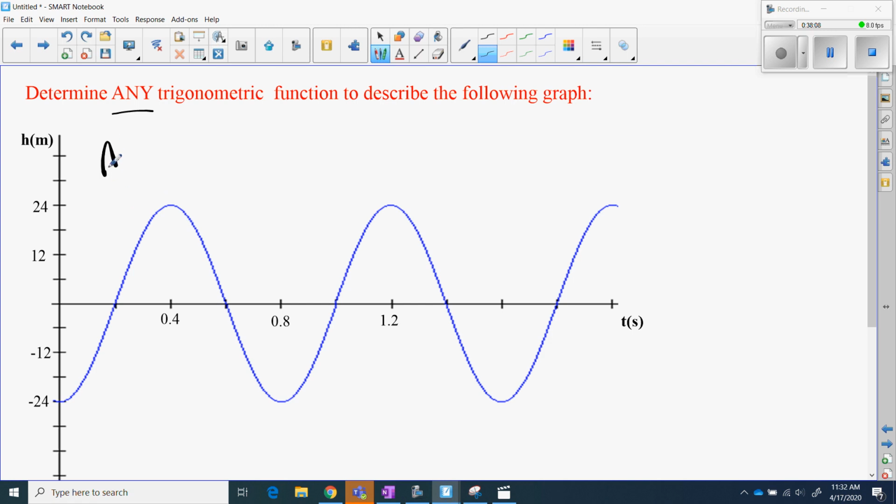All right, let's start with our breakdown. Amplitude. Well, negative 24 is the bottom. Positive 24 is the top. So that's a total of 48 units. So the amplitude is 24. You notice in this one, the middle of the wave is still at 0. It's up 24, down 24. So the vertical shift, there is none.